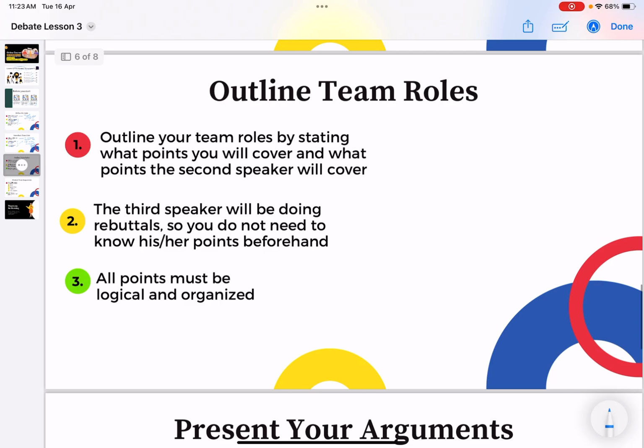Okay, outline the team roles. So first you need to outline your team roles by stating what points you will cover and what points the second speaker will cover. Okay, the third speaker will be doing rebuttals, so you do not need to know his or her points beforehand. You will not know also. And all points must be logical and organized.